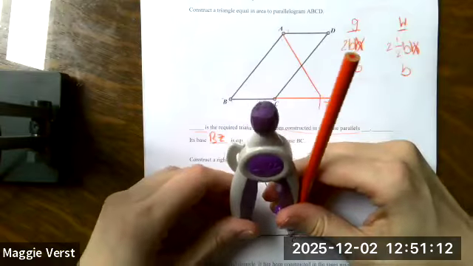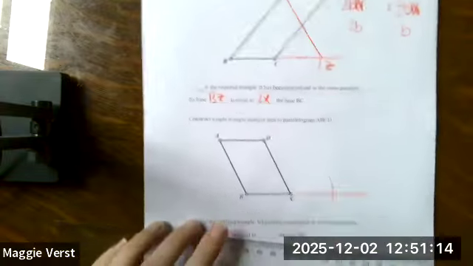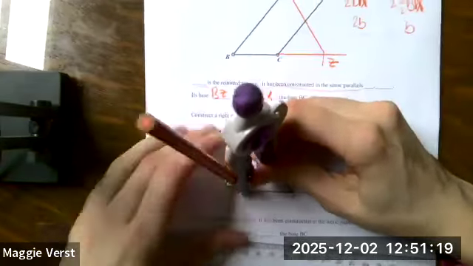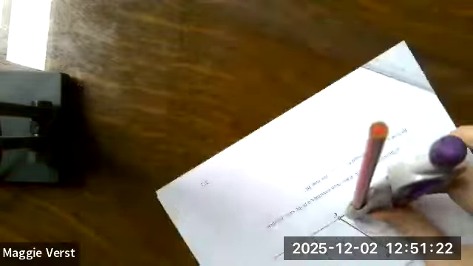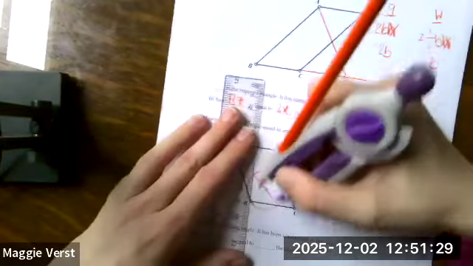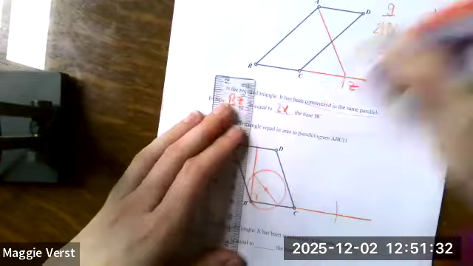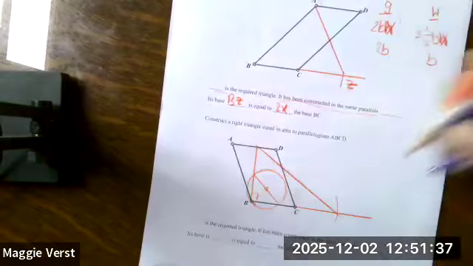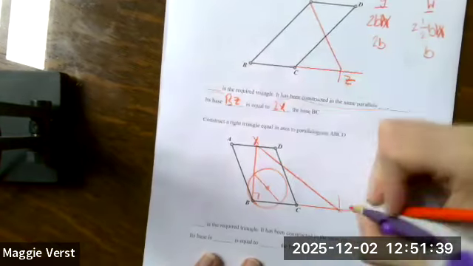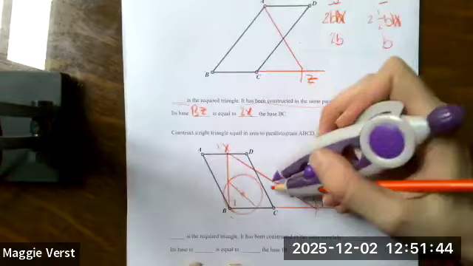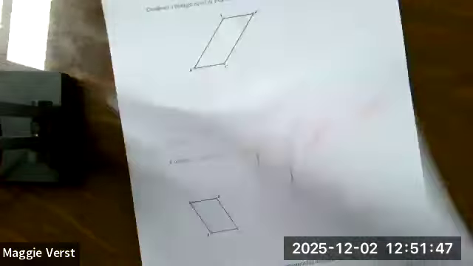But then since it's a right triangle, I just need to make a right angle. So I put the little dot, go through B, connect the crossed, connect up, and that's where the right angle is. So I would need to connect the base up to that point. So we'll call this XY, and then BXY is the required triangle there. So the only difference between this guy and this guy is the right angle.